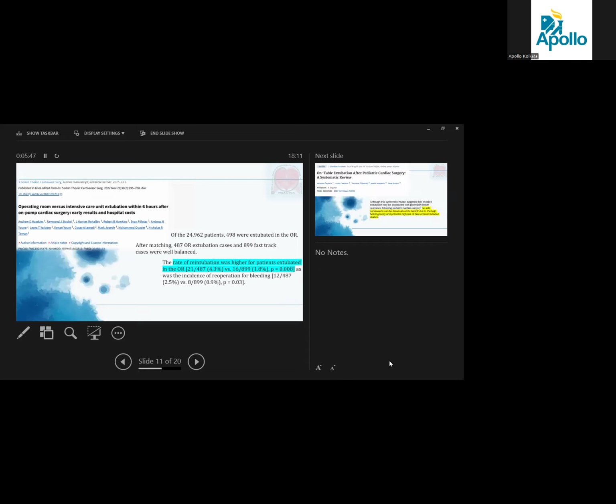Also, we can see here that in a relatively large study of 24,962 patients, the outcomes were significantly better in patients that were extubated later on. And the risk of re-intubation was higher in the patients extubated in the operating room. I think that speaks volumes about extubating in the OR as a way to hush up things.